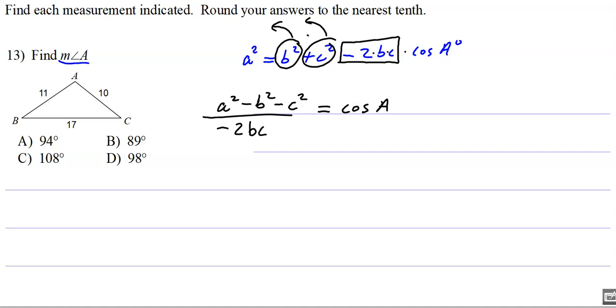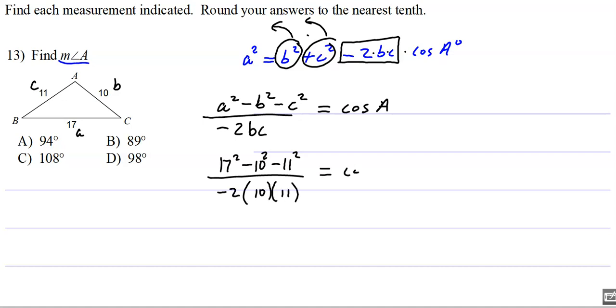So let's plug people in. I got little a, little b, little c. So 17 squared minus 10 squared minus 11 squared all over negative 2 times 10 times 11. It's going to equal the cosine of something. See what we get on the left. 17 squared minus 10 squared minus 11 squared equals, that's kind of weird, I get 68 up here.